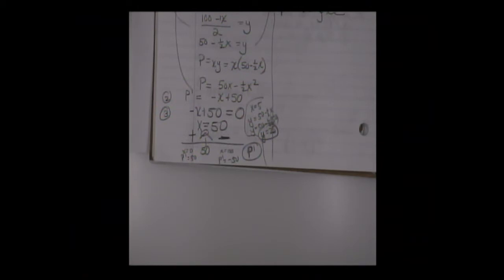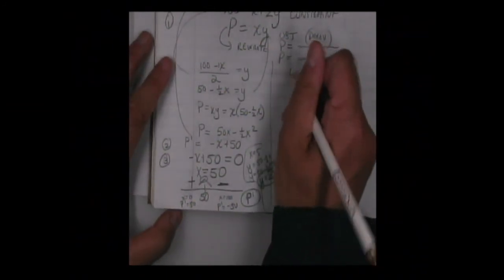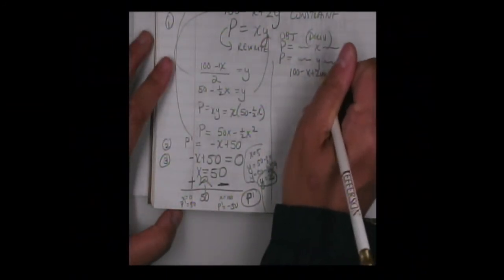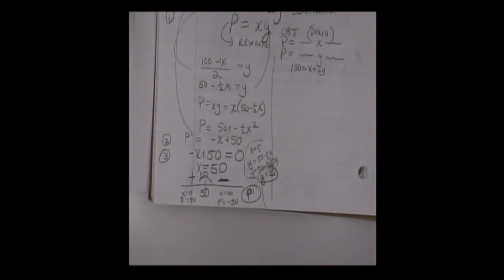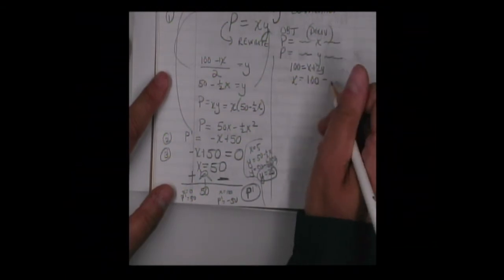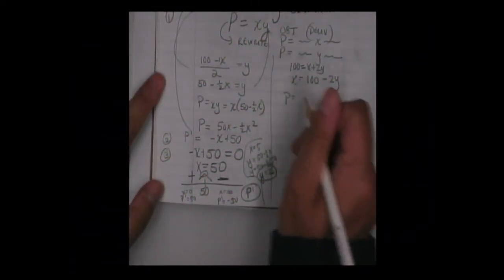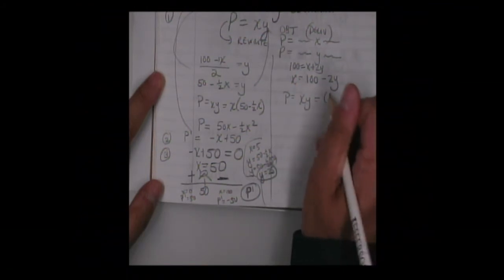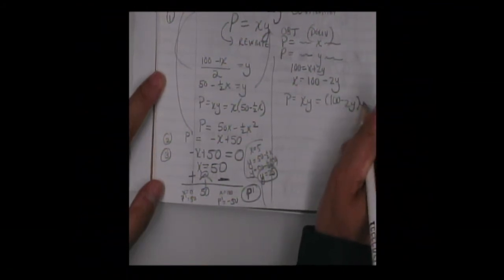Now I'm going to fairly quickly rattle through the solution if I solve the opposite way. Right? I didn't have to solve for y, I could have solved for x. Some of you might have said, well, that's easier. I don't have fractions. Right? x is 100 minus 2y. So p, being x times y, is 100 minus 2y times y, or p is 100y minus 2y squared. So now my function has y's in it.